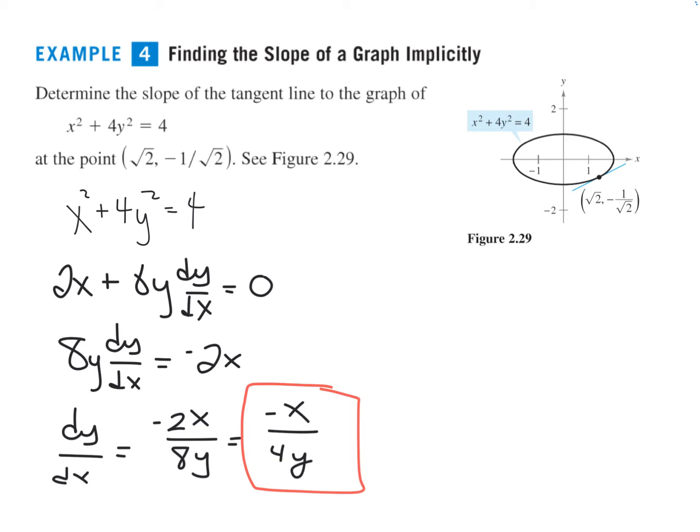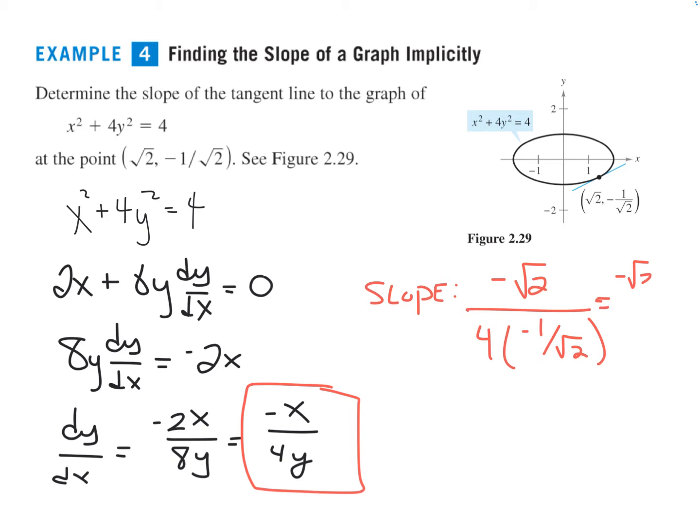So the slope is going to be negative square root of 2 over 4, and then our y value, negative 1 over square root of 2. And then this simplifies to negative square root of 2 over negative 4 over square root of 2.